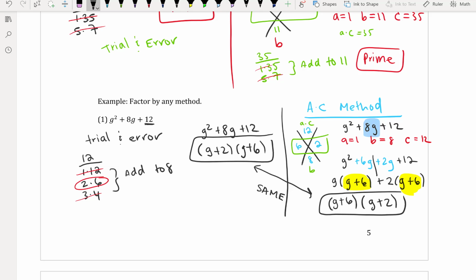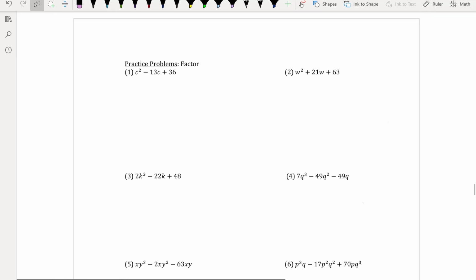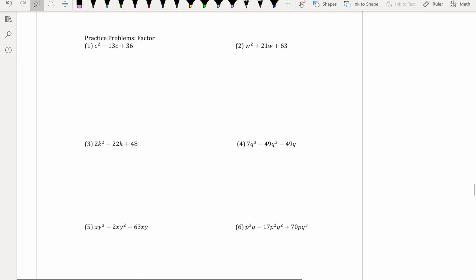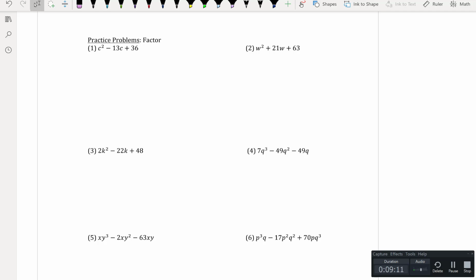So it really just depends on what you are comfortable with and what method you like better. It's totally fine to do trial and error, and it's totally fine to do the AC method. It really just depends on you. Okay. So down below, you're not going to get any better at factoring if you just watch me do this. So you guys are going to practice factoring, and I'm going to pause this so that you can pause and think about how to do these problems. So I'm going to pause, work on these problems, and then check for the solutions. Okay, press pause.